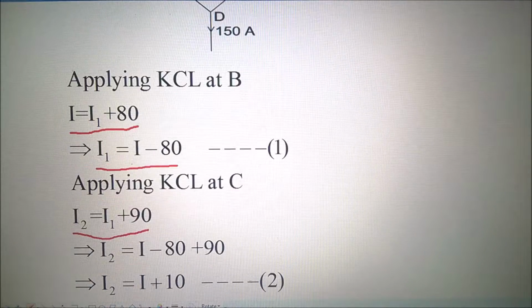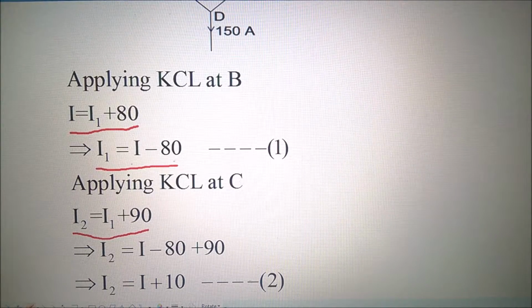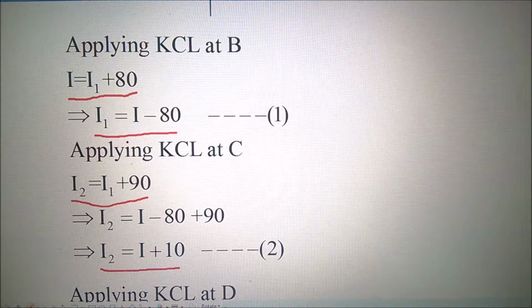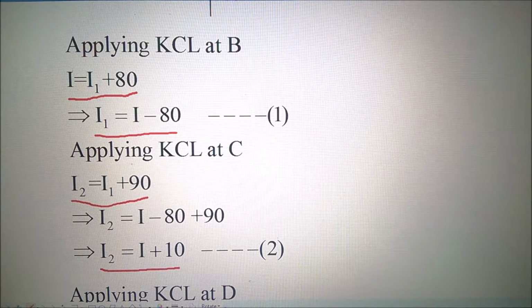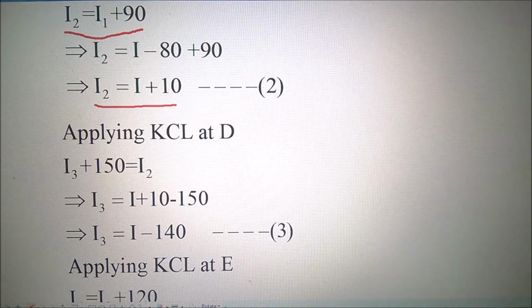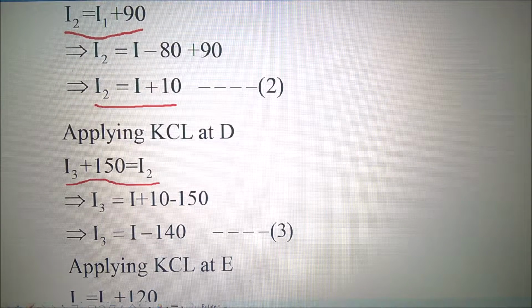In this case, we already know I1 in terms of I. Therefore, we replace that I1 from equation number 1, and we'll get equation number 2. Therefore, you can see here I2 we have expressed in terms of I. Exactly in a similar way, we'll apply Kirchhoff's current law at D, and then we'll get this equation, and we'll see that I3 is expressed in terms of I.